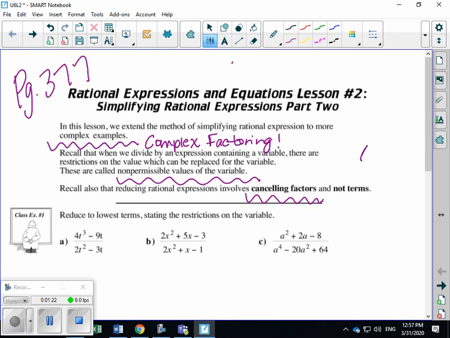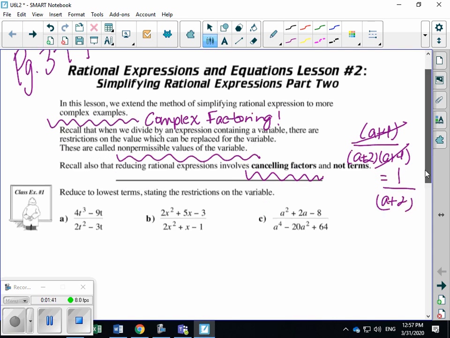For example, if I had a plus 4 divided by a plus 2 times a plus 4, what can I cancel out? I have an a plus 4 on the top and a plus 4 on the bottom. So I'm left with simply 1 over a plus 2. All right, so let's go on to example number 1.